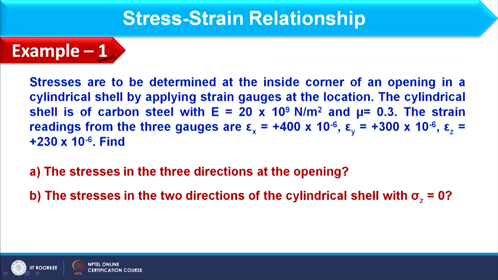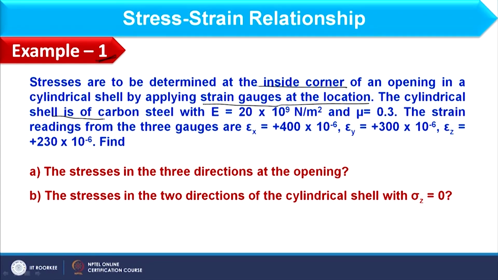And here I am having example 1, and it states that stresses are to be determined at the inside corner of an opening in a cylindrical shell by applying strain gauge at the location. So, in this problem a cylindrical shell is considered where an opening is made, and due to this opening whatever strains are generated, that are measured through strain gauge, which is the instrument to find out the strain at a particular location. And cylindrical shell is made of carbon steel with E value 20 into 10 to the power 9 Newton per meter square and mu is 0.3. The strain readings from the 3 gauges are epsilon x, epsilon y and epsilon z as mentioned here.